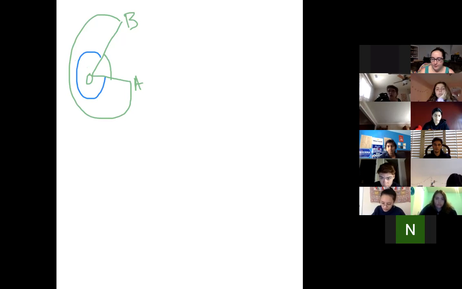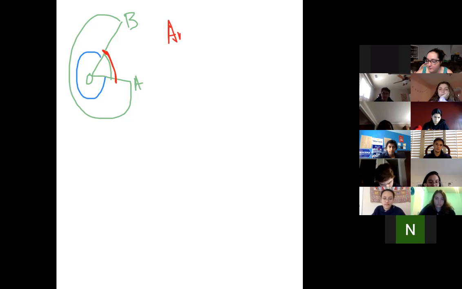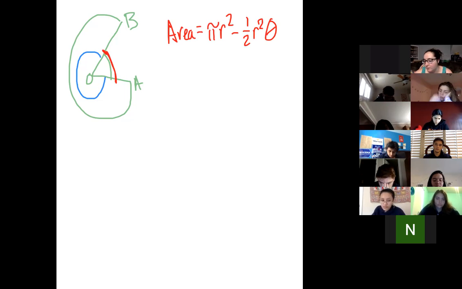Okay. So basically, in order to find AOB, which is right here in red, I'm saying that the area is equal to pi r squared, which is the area of the whole circle, minus 1/2 r squared theta, where the theta is this red one.